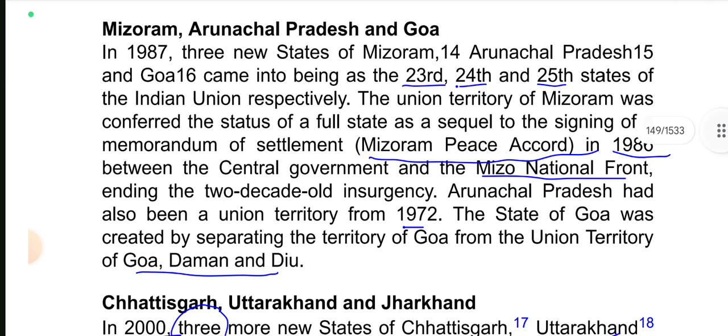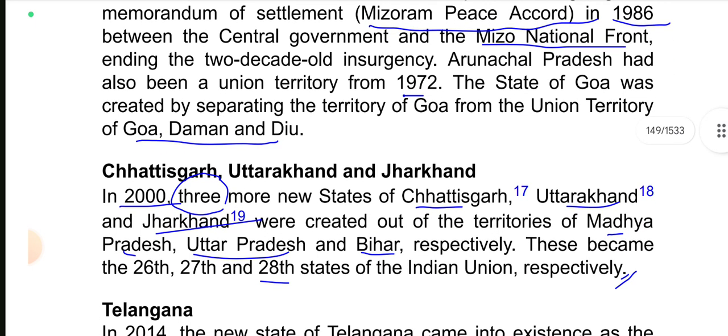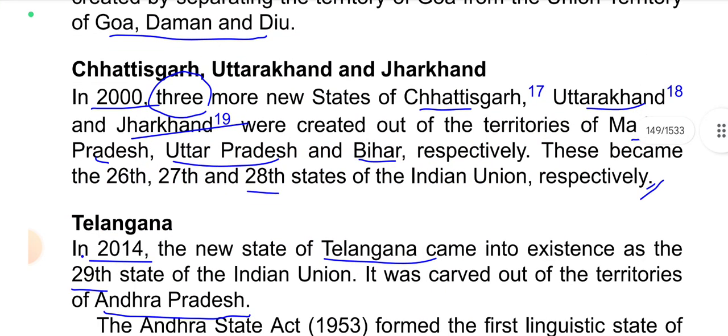Mizoram, Arunachal Pradesh and Goa. In 1987, three new states, Mizoram, Arunachal Pradesh and Goa, came into being as the 23rd, 24th and 25th states of the Indian Union respectively. The Union Territory of Mizoram was conferred the status of a full state as a sequel to the signing of a memorandum of settlement, the Mizoram Peace Accord of 1986, between the central government and the Mizo National Front, ending the two-decade-old insurgency. Arunachal Pradesh had also been a union territory from 1972. The state of Goa was created by separating the territory of Goa from the union territory of Goa, Daman and Diu.